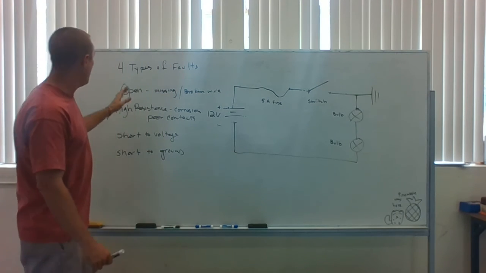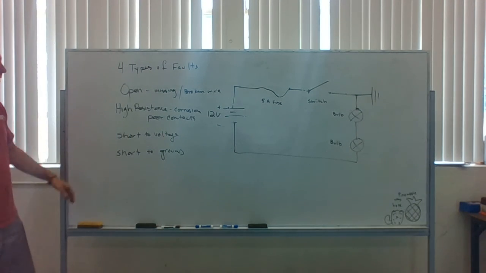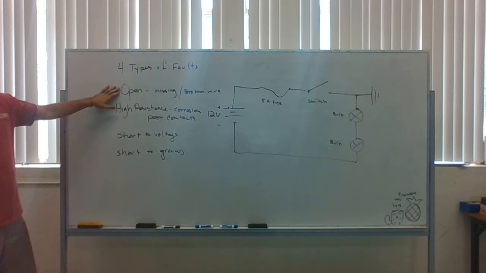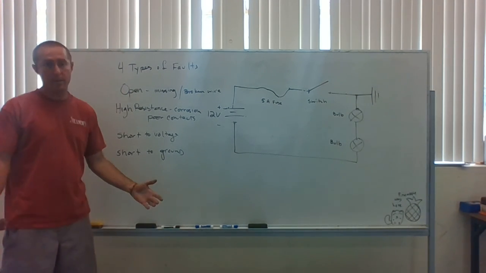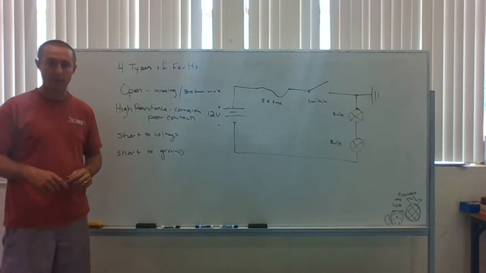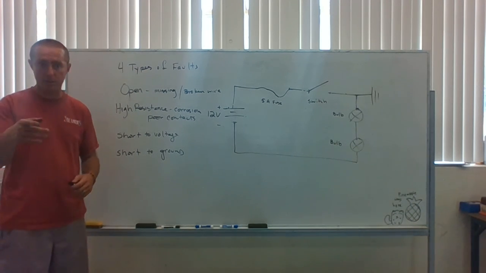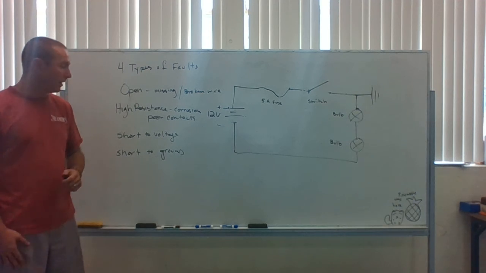Now, and then our four types of faults. So pretty common, open or broken wire. You'll see this a lot. High resistance, again, very common because of poor connections and stuff. Cars are on the road for 20 years. Things get loose, things come out, things get corroded.